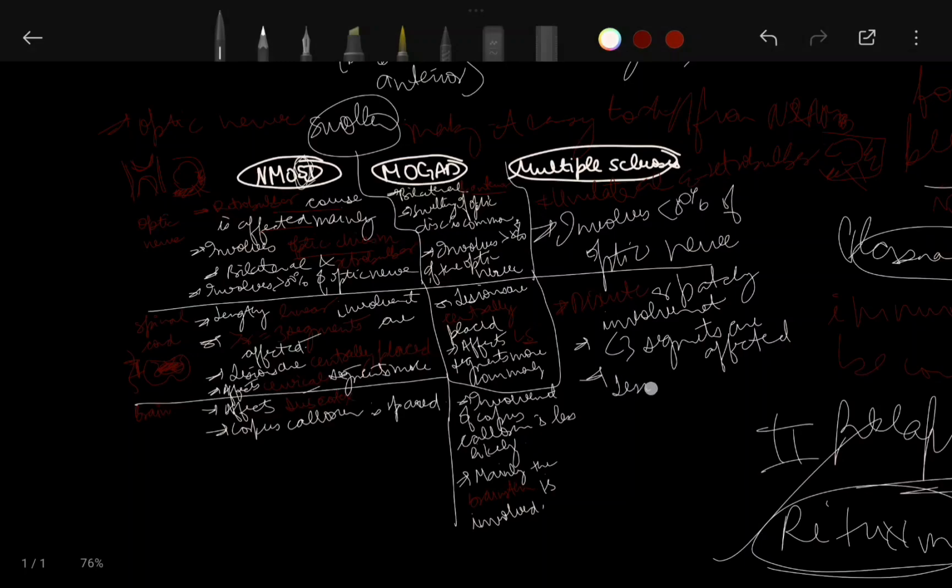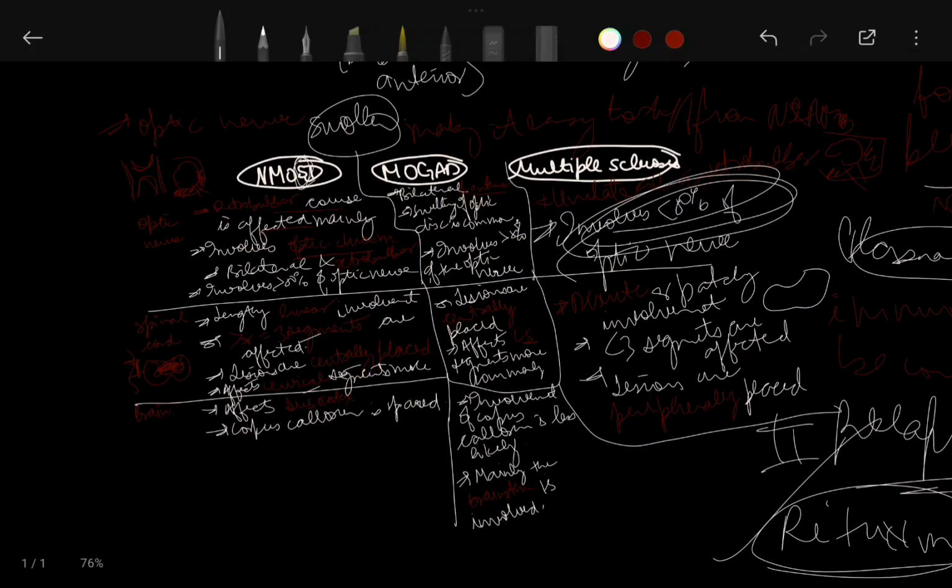And lesions are peripherally placed. In multiple sclerosis, the optic lesions are unilateral and retrobulbar, with involvement of less than 50% of the optic nerve. A lot of differences are there, such as discrete or patchy involvement in case of the spinal cord. And usually the periphery is affected. C3 segment is affected mainly in multiple sclerosis. And lesions are at the periphery.